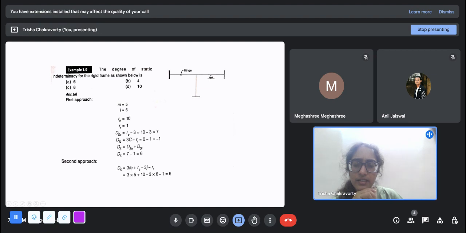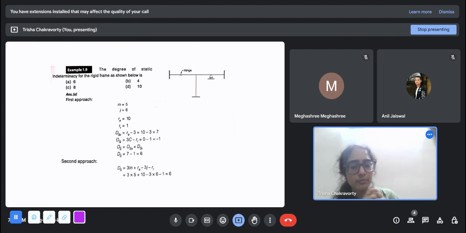So the formula is a little modified. The formula for a frame is 3m plus 2e minus 3j minus 2r. This is the formula for a 2D frame. For a 3D frame there will be 6. This 3m, why is the member multiplied by 3? Because of the total number of unknowns in a frame.